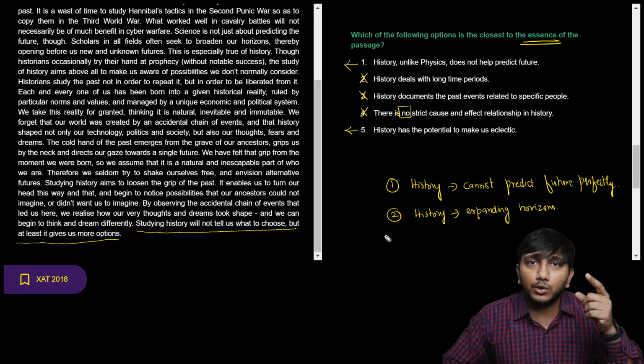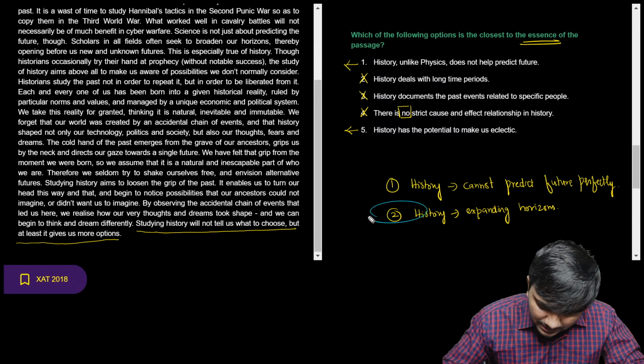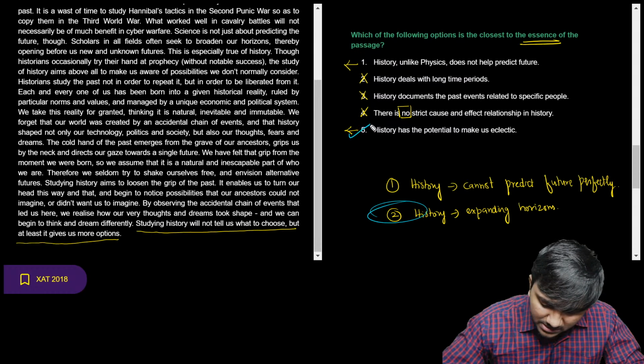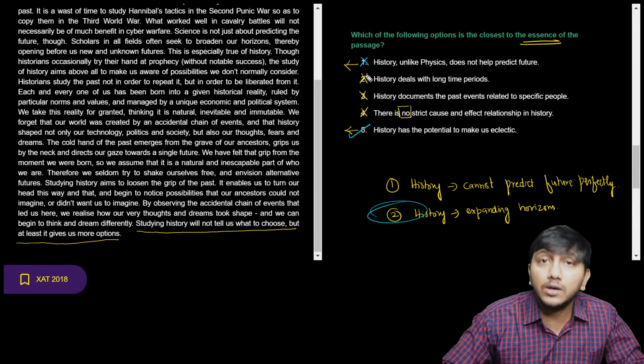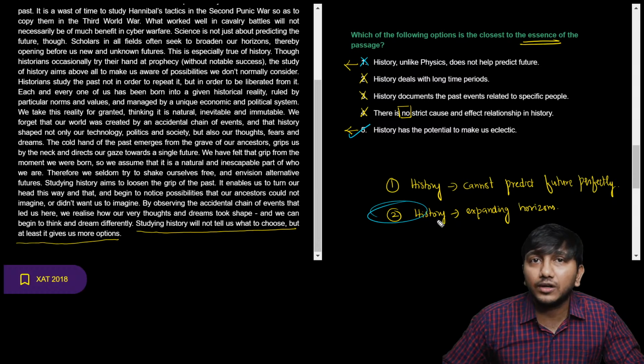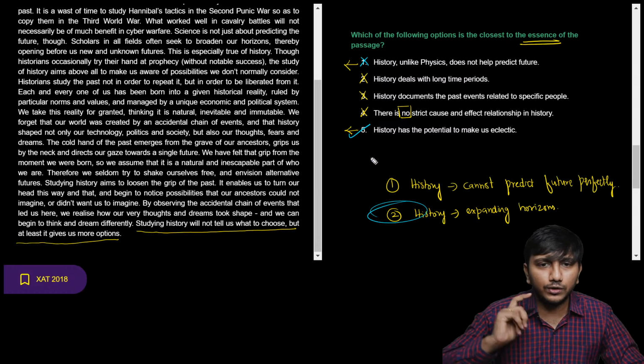So history is not about this, it is more about this. So the main essence here is lying here, and the best answer we have is history has the potential to make us eclectic. First one, although consistent, is not the essence of the passage. Please type 5 if everybody is clear with why we are going with option 5 for this question.